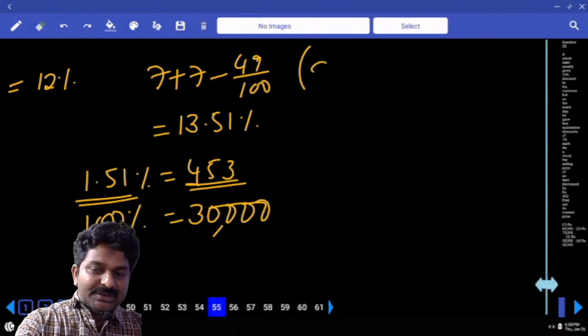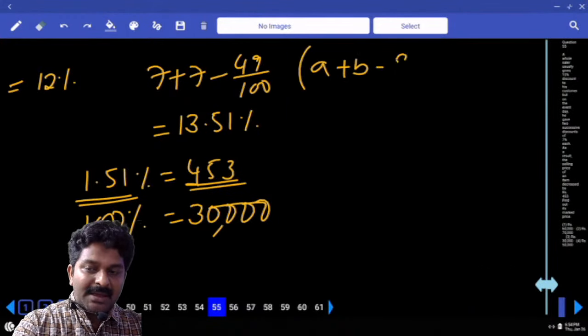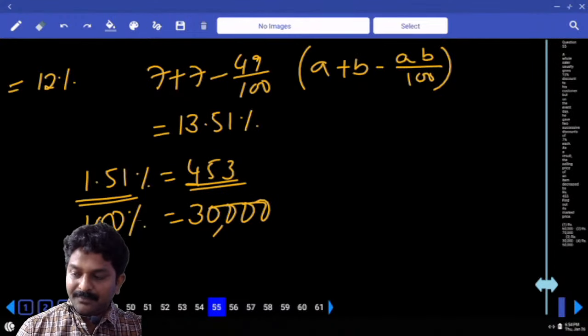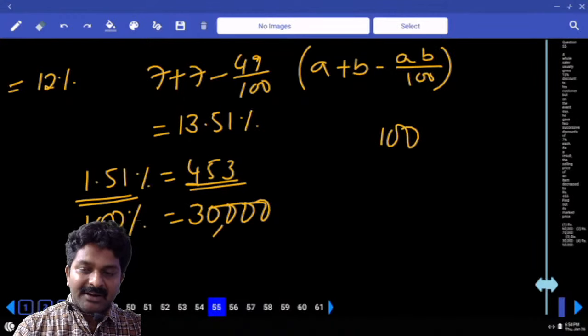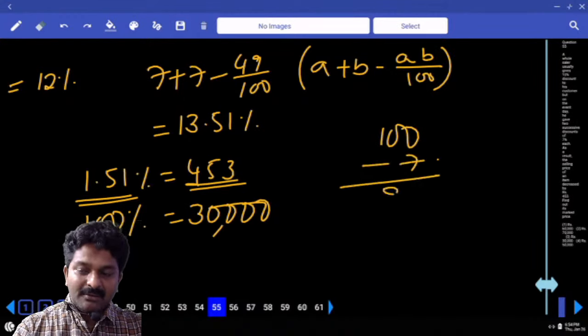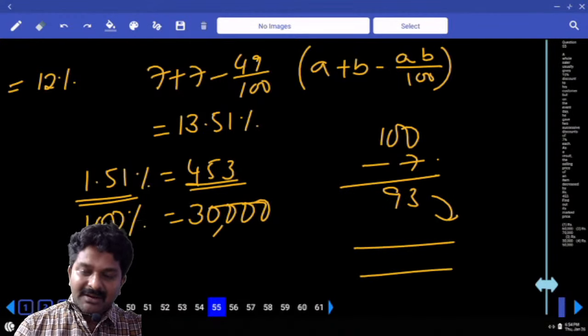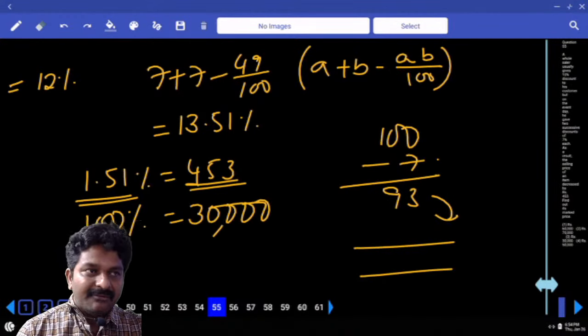I just used A plus B minus AB by 100. Otherwise, you'll have to start with 100, then first give the discount, again give 7% of this number, then you will get your final selling price.